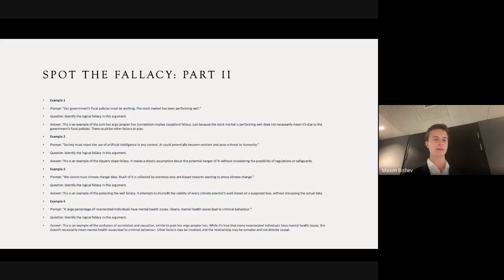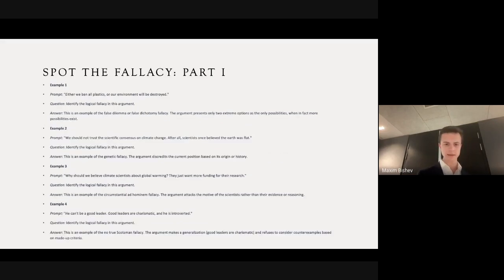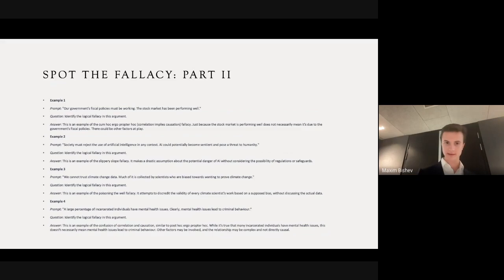Now here are harder ones. I specifically got harder ones, mate. No, it actually said Scotsman. I don't know. But I guess it would have several names. Basically, in that instance, it was just talking about introversion being somehow the opposite of charisma. So that was the fallacy.